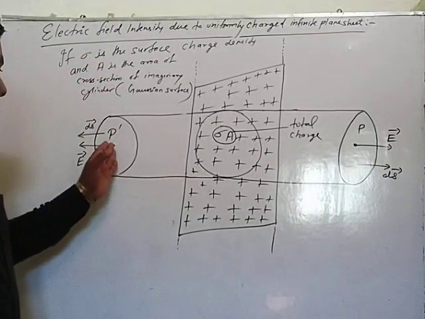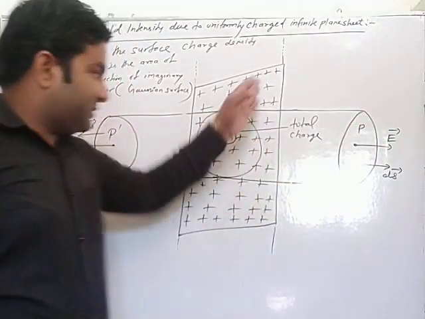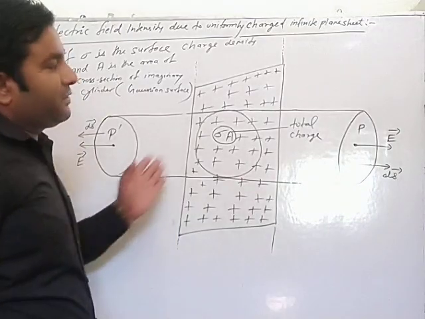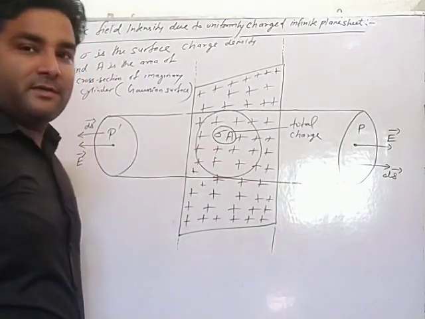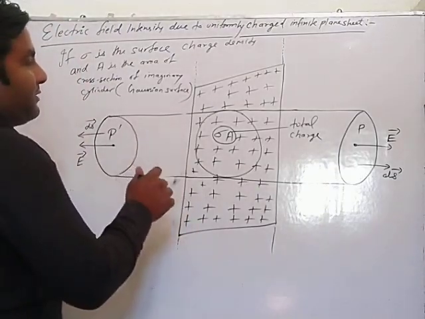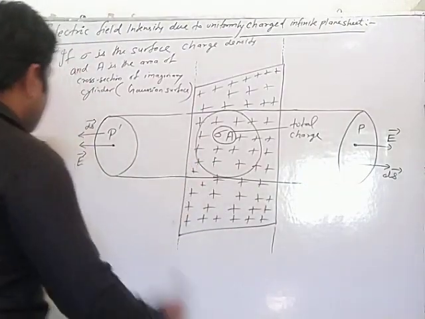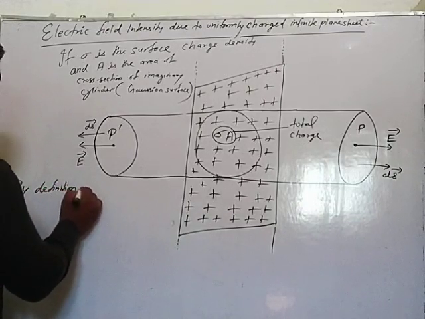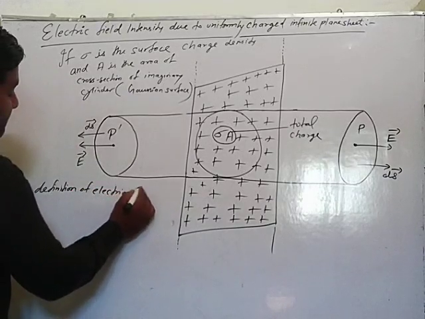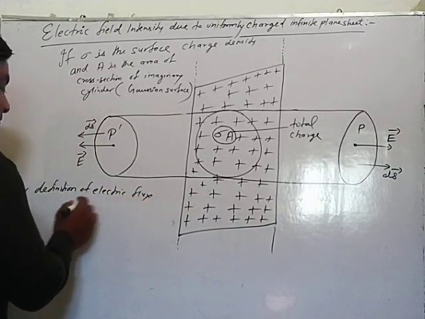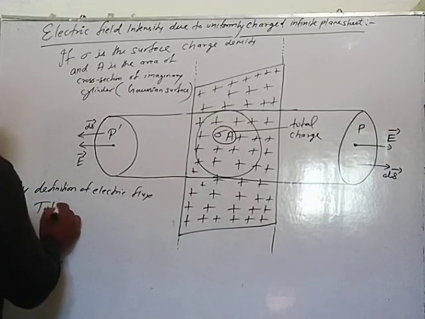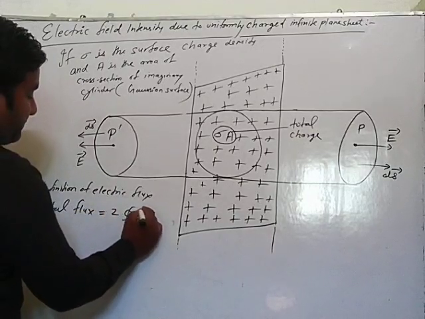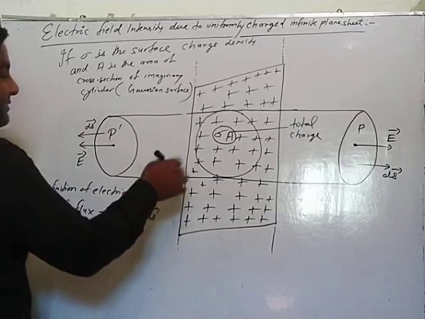Now see, the electric field towards the left side and towards the right side due to this charge sheet will be the same, and when these two electric fields are taken together, they give the total value of flux. With the help of this total flux, we have to calculate the total intensity due to this charge sheet. Now by definition of electric flux, total flux equals twice the closed surface integral of E dot ds for the imaginary Gaussian surface.